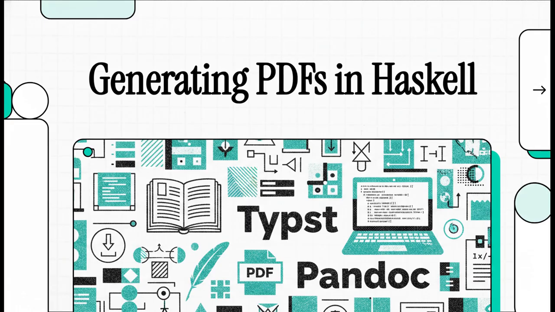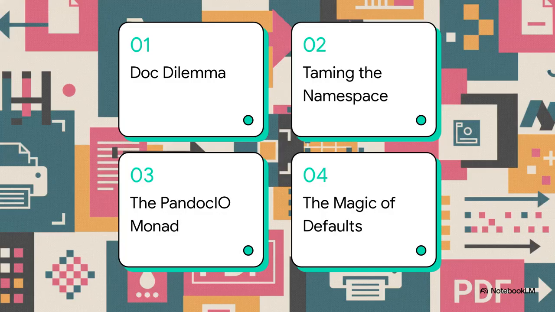We're pulling all this from a fantastic developer log about building an ebook generation tool. It's super practical, and trust me, by the end of this explainer, these seemingly wild architectural choices are going to make perfect sense. So, to get us to that final PDF, we've got 4 main milestones to hit today. First, we'll tackle the documentation dilemma. Second, taming the namespace. Third, understanding the PandocIO monad. And finally, we'll wrap things up with the magic of defaults.